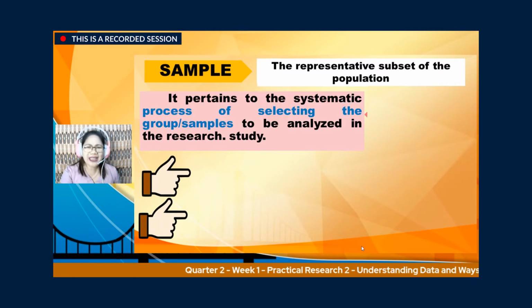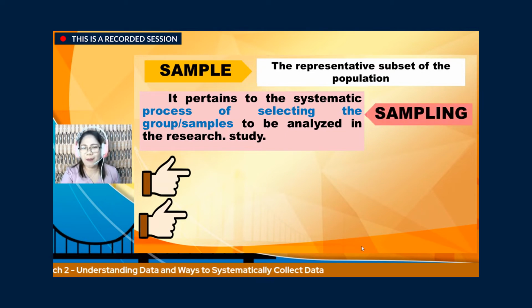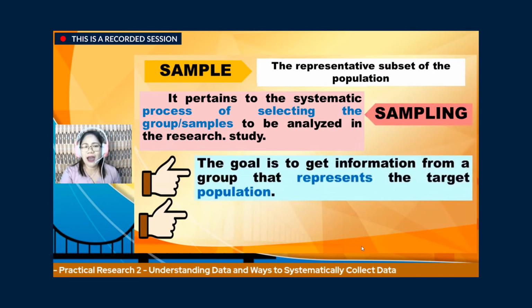So, pertaining now to the systematic process of selecting the group or the samples to be analyzed in the research study is known as sampling. So don't be confused. When we are talking of the process, we mean here sampling. But when we are talking of the representative or yung mismong representative ng population, we mean here sample. Sampling actually has a goal, and that is to get information from the group that represents the target population.